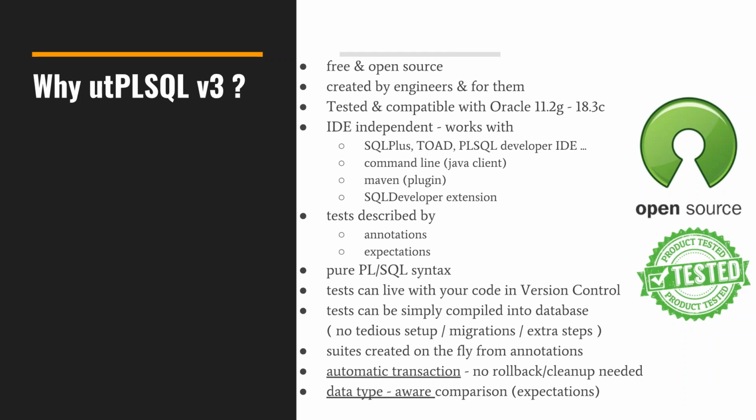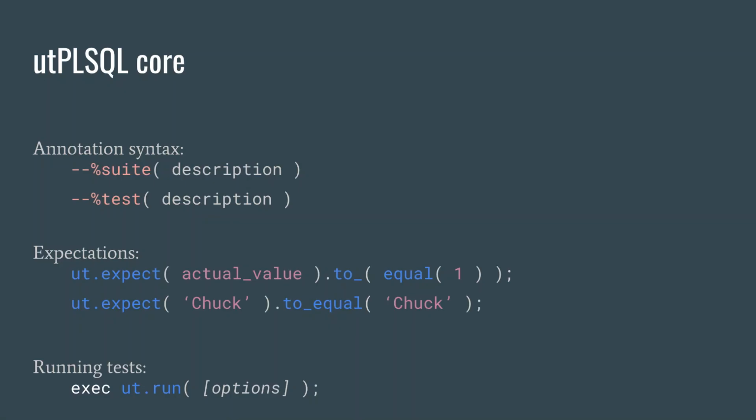So data types are important. You don't want to say that a date and a string is the same thing, or a number and a string is the same thing, which kind of happens in Oracle PLSQL by default because there is the implicit data conversion. utPLSQL overcomes that, so when you compare your data with utExpect, it is data type aware.